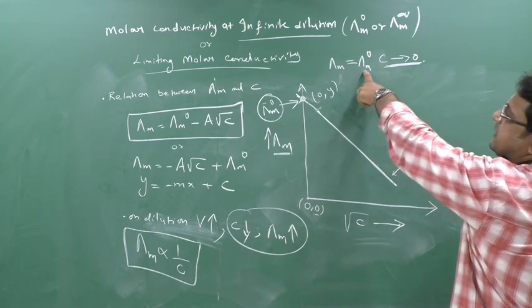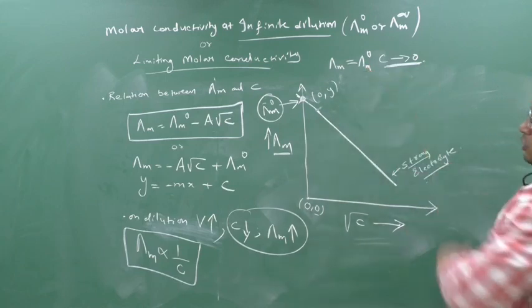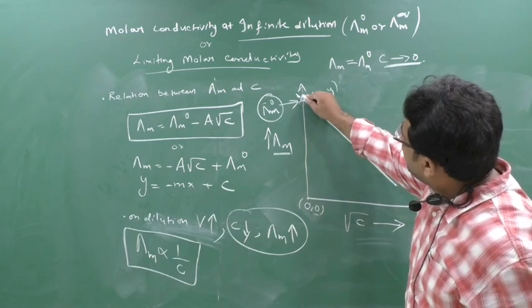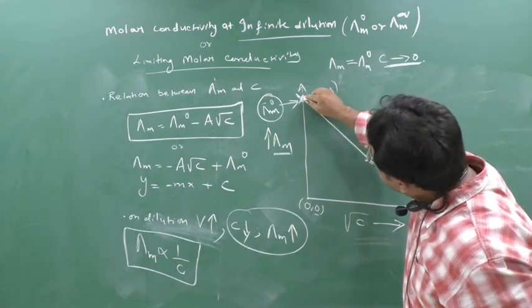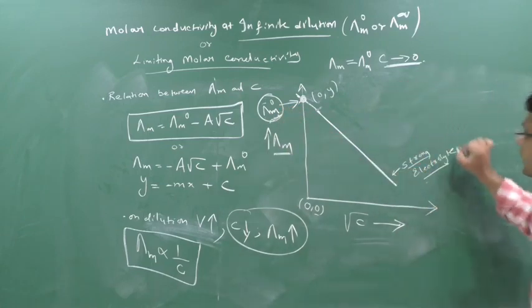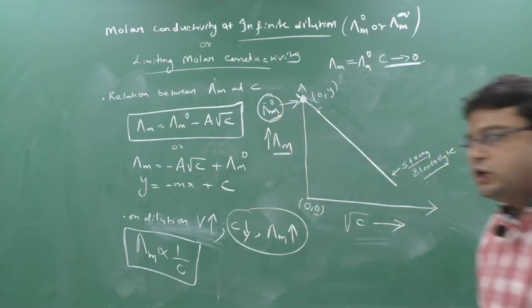or molar conductivity at infinite dilution, that is lambda m naught. Yes or no? So here at 0 concentration, this lambda m value obtained is known as what? Lambda m naught. So here the value I obtained, lambda m naught, is for what? For strong electrolyte.